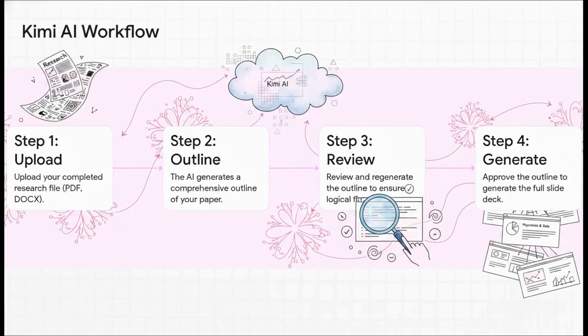You start by just uploading your paper. But, and this is the key part, Kimi doesn't just jump straight to making slides. First, it gives you a detailed outline. This is the critical step. You get to review the structure, check that your hypotheses and key data are represented correctly, and you can even regenerate it until it's perfect. Only when you approve that outline does it go ahead and build the actual slide deck.